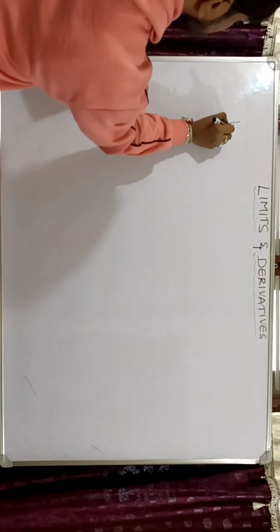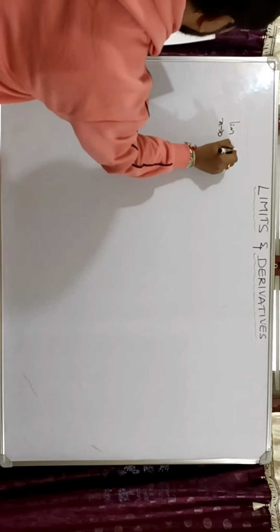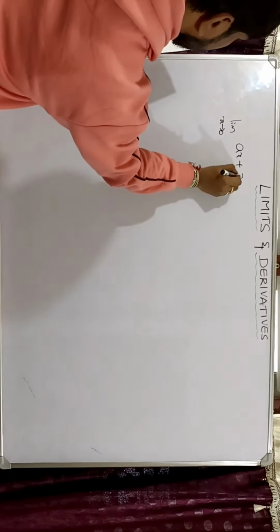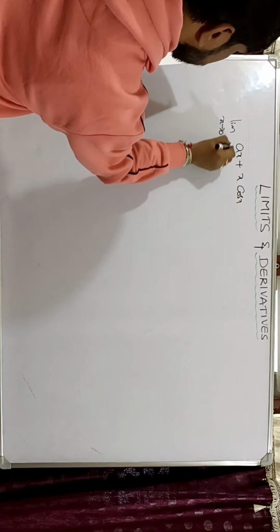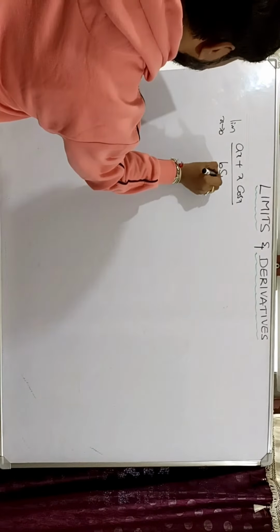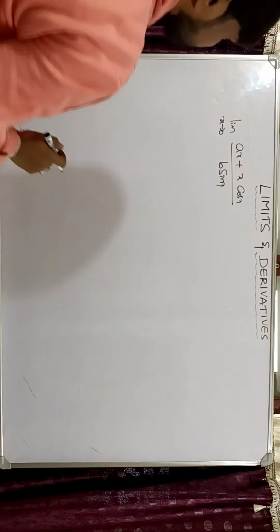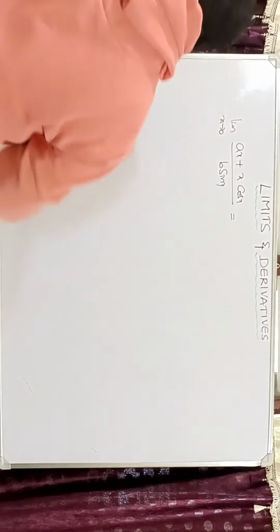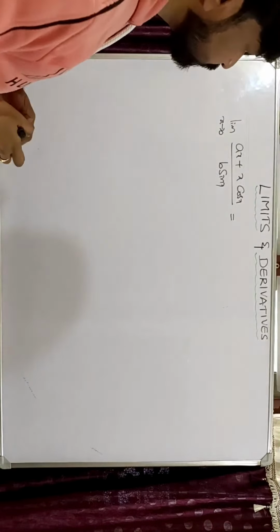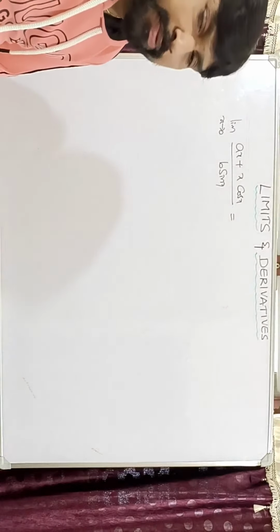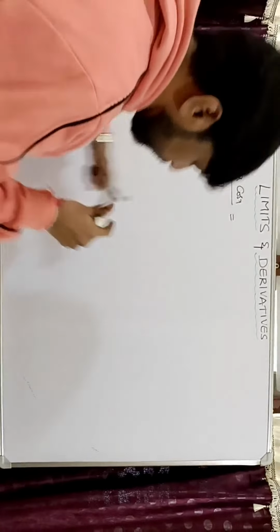Limit x tends to 0, (ax plus x cos x) by (b sin x). So what to do with this question? This is equal to limit x tends to 0, (ax plus x cos x) by (b sin x). Let us substitute 0 in place of x.